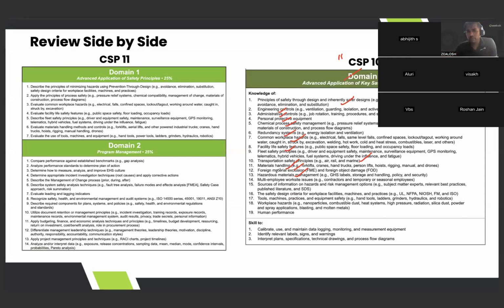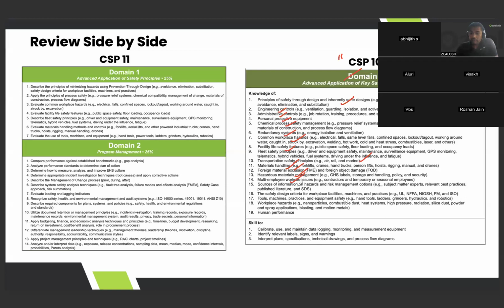How many types of precautionary statement? 5 types of precautionary statement. What are the 5 types of precautionary statement? General precautionary, prevention precautionary, response precautionary, storage precautionary, and disposal precautionary. So these are different types. So GHS related questions were coming.